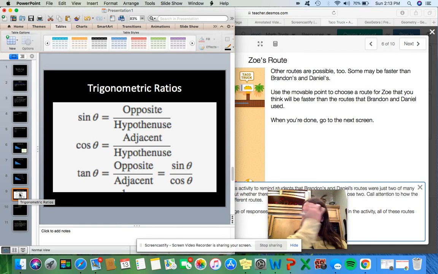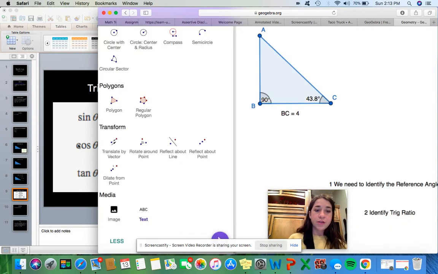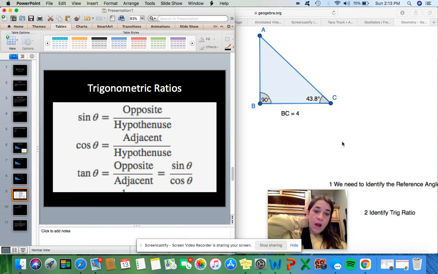Then we will go into the trigonometric ratios, and I will keep this slide up for students to look through, and we will go into GeoGebra for students to look at how to do this, and we will identify steps. The first step is we will need to identify this reference angle. And why is that one the reference angle? Could someone tell me? Yes, okay, perfect.